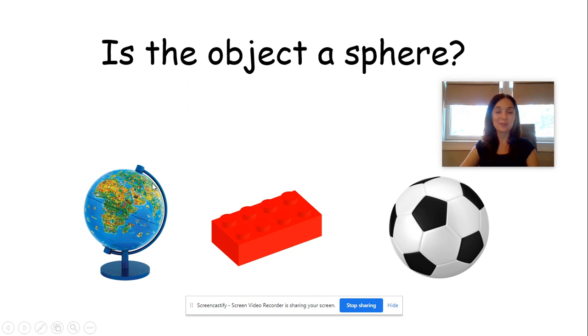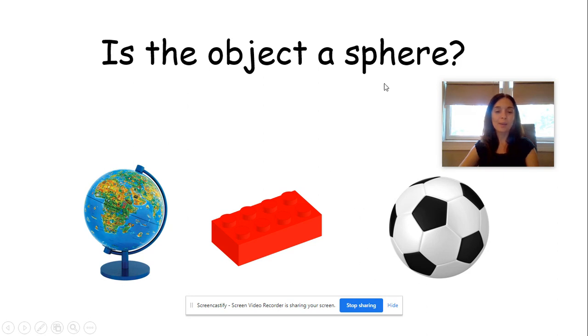Okay, the globe is a sphere, right? It's all round, no flat surfaces, and it is solid. Lego? It is not a sphere. It is not curved and round, and it has many flat surfaces, but it is solid. Okay, what about the soccer ball? It is a sphere. It's all curved and round, no flat surfaces.